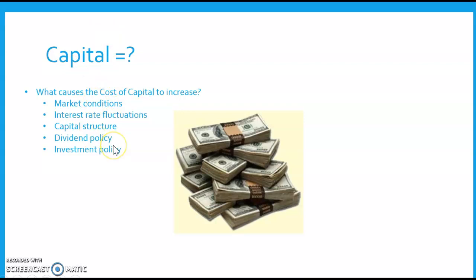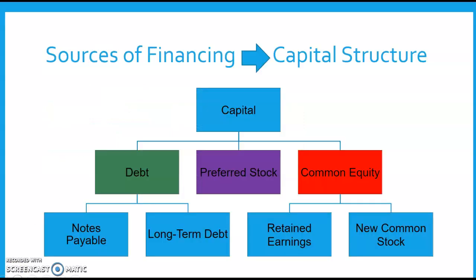And finally, it's investment policy, which is linked to the dividend policy, right? If it's not taking the earnings and paying them out in the form of dividends, it's deciding to reinvest into the firm. So here are different sources of financing, which leads to our capital structure. Remember, capital just means money. So when we're talking about capital structure, we're talking about where does our company get its money from. It has three basic choices: debt, equity, and preferred stock.